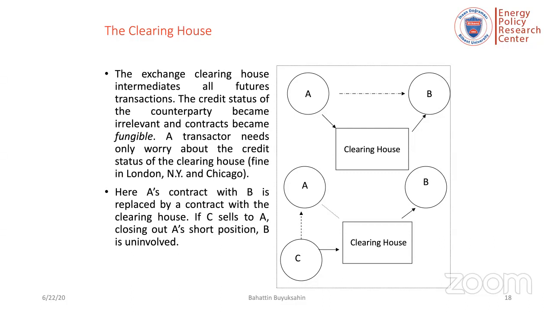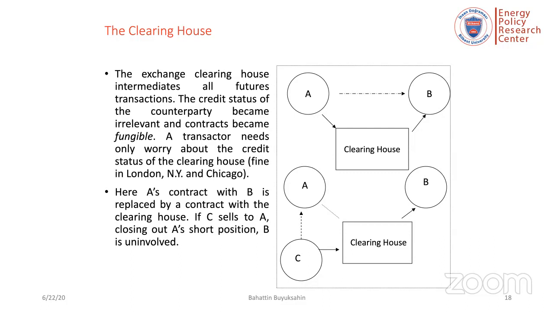The exchange clearinghouse intermediates all futures transactions. You don't have to know your counterparty. All you know is the clearinghouse. Basically, in this example, A and B trade with each other, but they don't know each other. A sells to the clearinghouse, B buys from the clearinghouse. The exchange is between A and B, but they don't know that. The clearinghouse knows. But B at any point can offset its position. The clearinghouse appoints another open position to A.